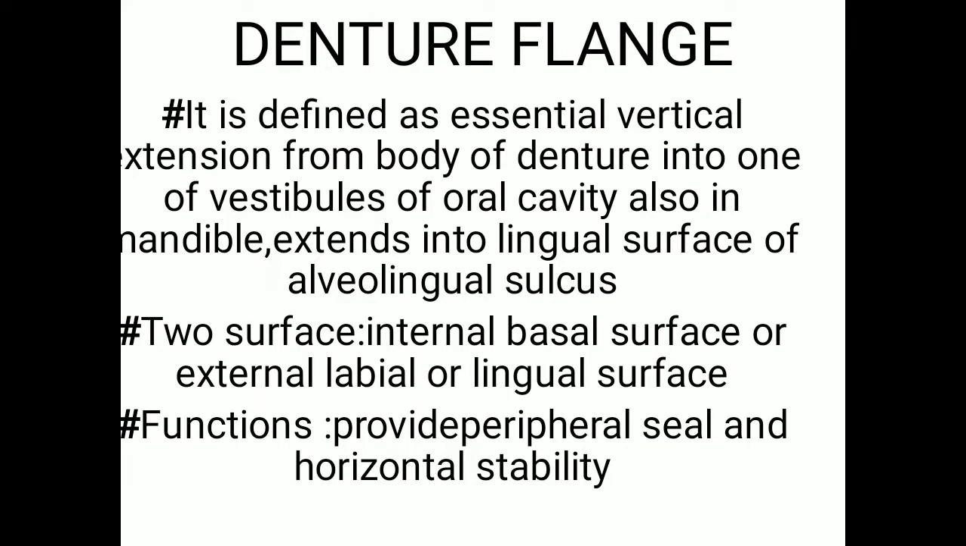Then the next part is the denture flange. It is defined as the essential vertical extension from the body of the denture into one of the vestibules of the oral cavity, and in the mandible it extends into the lingual surface of the alveololingual sulcus. Two surfaces are involved: the internal basal surface and the external labial or lingual surface. The functions of the denture flange are providing peripheral seal and horizontal stability.